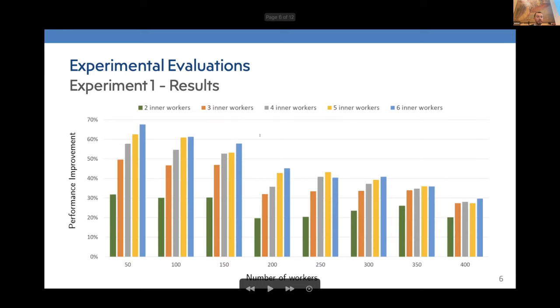And here are the results of the experiment. On the x-axis, we have the number of workers, and on the y-axis, we have the performance improvement when leveraging intra-function parallelism. And the colors represent how many virtual CPUs, or how many inner workers, we've used. And we have shown that we get a performance improvement of 68% when using intra-function parallelism. How to interpret this? What I show here is that when running the k-means algorithm with 50 workers, or 50 serverless functions, and when using 6 virtual CPUs, I get an improvement of 68% compared to when running 50 workers without intra-function parallelism. So serverless functions that run sequentially.